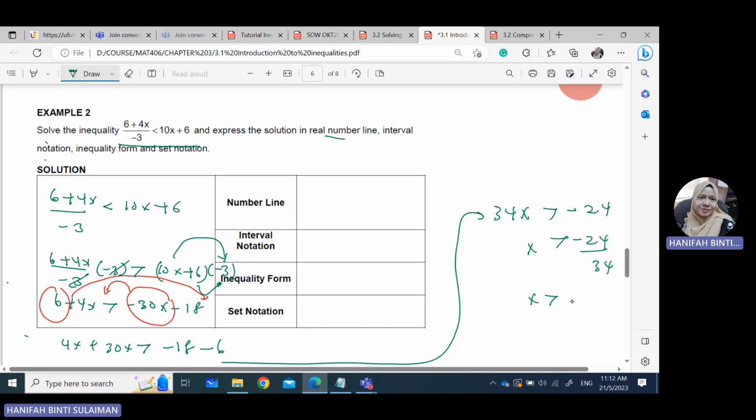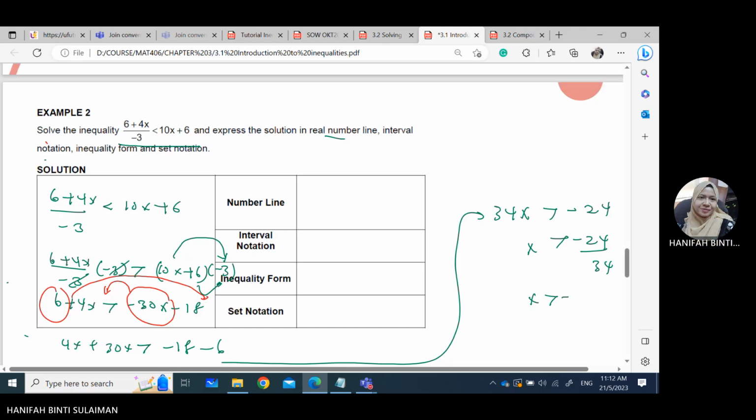Okay, so x greater than negative 24 over 34. So x is greater than negative berapa? 24 over 34. 12, negative 12 over 17. Okay, so ini nilai-nilai x. So, maknanya nilai x adalah lebih daripada negative 12 over 17. So, number line, ini nilai-nilai x. Okay. So, negative 12 over 17. So, the values of x is greater than. So, bila greater than, nilai-nilai dia ke sebelah kanan. Okay, so these are value of x.